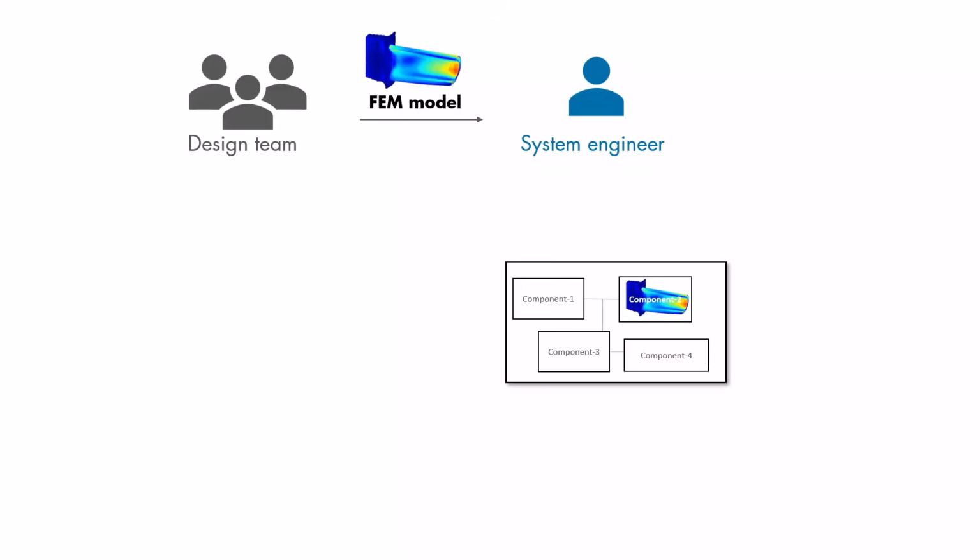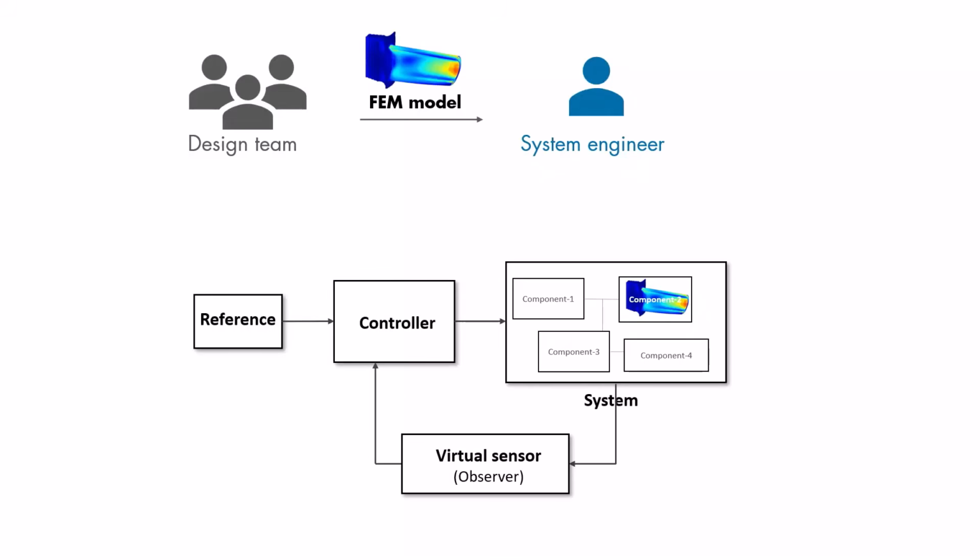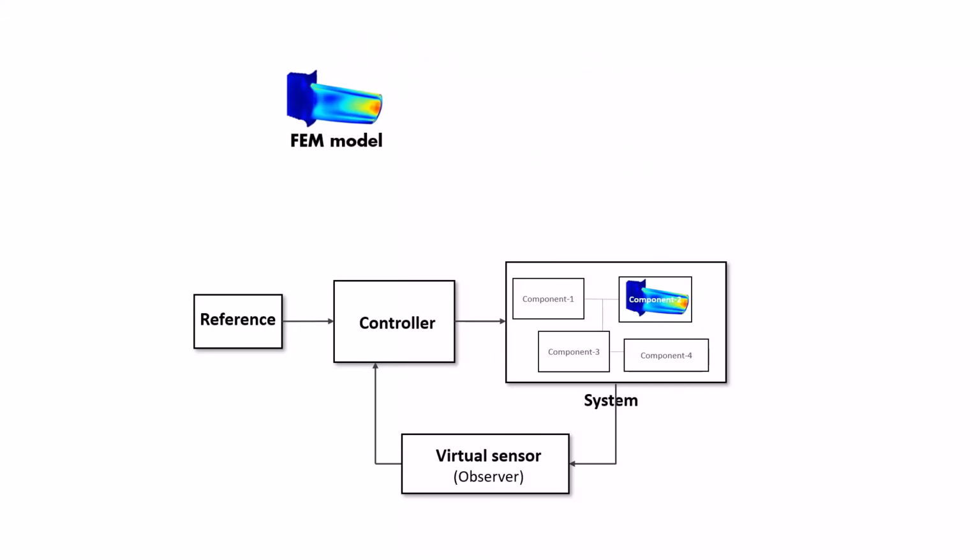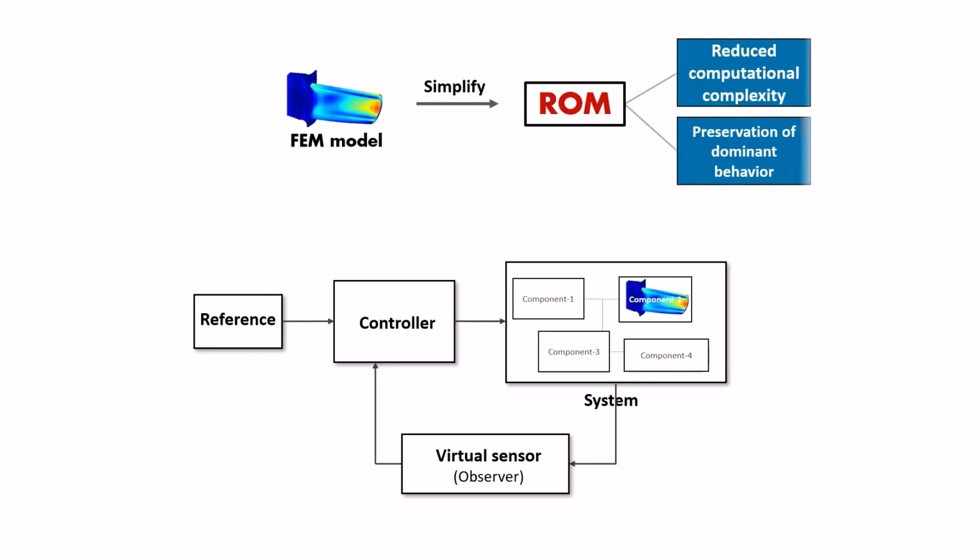Simulation of these high-fidelity models may take hours or even days to complete. Therefore, these high-fidelity full-order models, while great for component-level analysis and design, are neither intended nor suitable for near real-time simulation that is often needed for control system design and system-level analysis. Reduced order modeling enables such simulation by simplifying full-order high-fidelity models. This simplification reduces their computational complexity while preserving their dominant behavior.